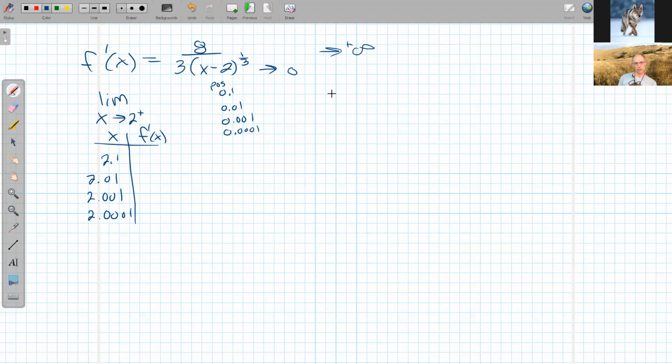So I think that the limit as x goes to 2 from the right side of f prime of x, and we could actually calculate those numbers to see, but that looks pretty good right there, that this is heading toward positive infinity. So what that means is my slope is getting infinitely steep.